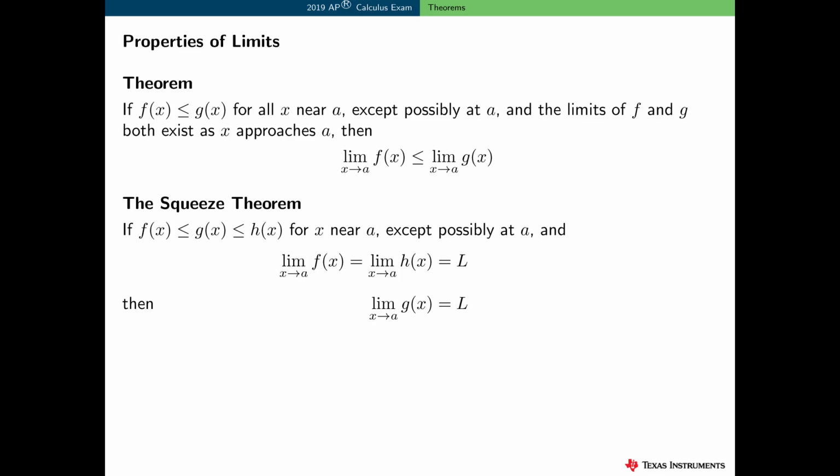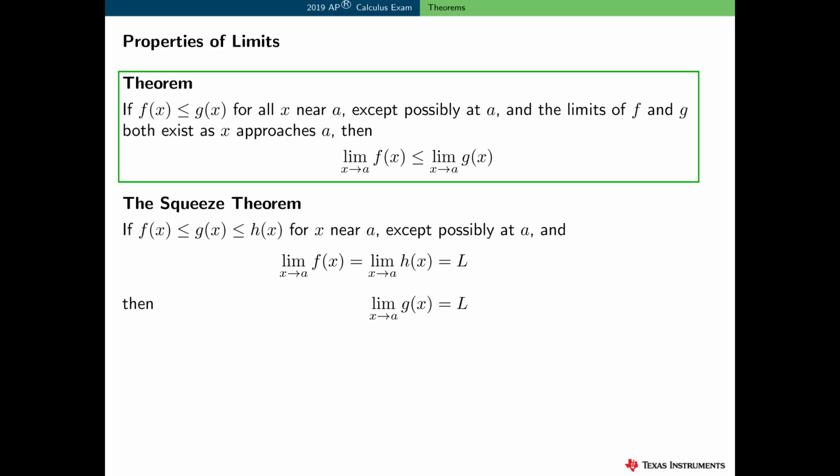I really think of these two theorems on this page as properties of limits. And I think both of these theorems are reasonable and intuitive. And they're useful additional properties for finding certain limits. The first one says that if f is always less than or equal to g near a, or in a neighborhood of a, then the limit of f must be less than or equal to the limit of g.